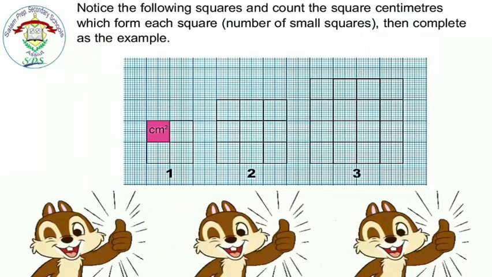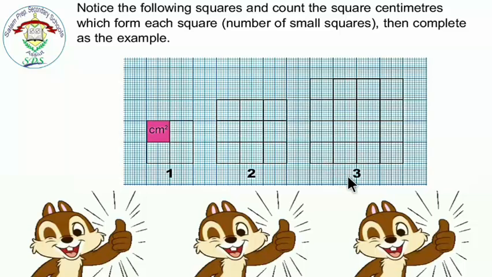Pay attention with me. To use times, please look at the row. The row has 3 squares: 1, 2, 3. The column has 3 squares: 1, 2, 3. Please take care. This horizontal is called row. This vertical is called column. In row, we have 3 squares. In column, we have 3 squares. So, 3 times 3 equals 9. 9 square centimeters.